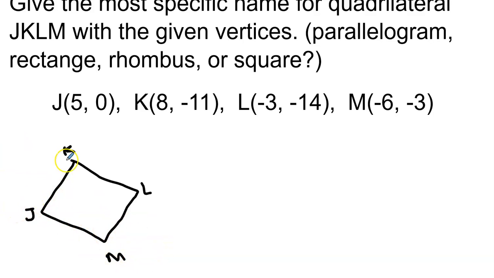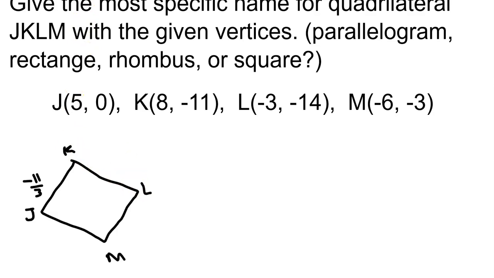So let's first try to prove that it's a parallelogram. Let's do that by finding the slopes. The slope from J to K is negative 11 over plus 3. So this slope right here is negative 11 thirds. All right, let's look at some other slopes.